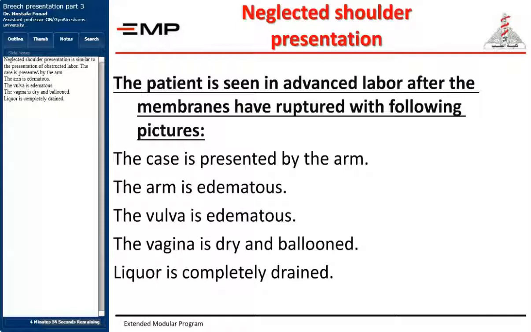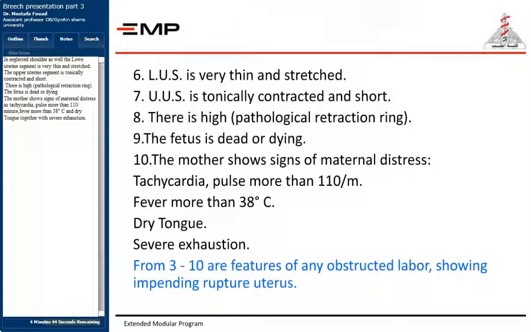The arm is edematous. The vulva is edematous. The vagina is dry and ballooned. Liquor is completely drained. In neglected shoulder as well, the lower uterine segment is very thin and stretched. The upper uterine segment is tonically contracted and short. There is a high pathological retraction ring. The fetus is dead or dying.